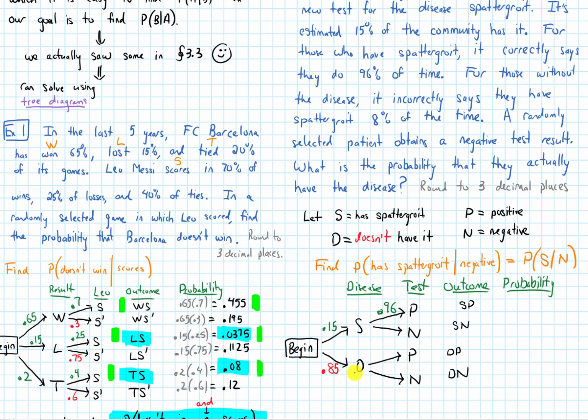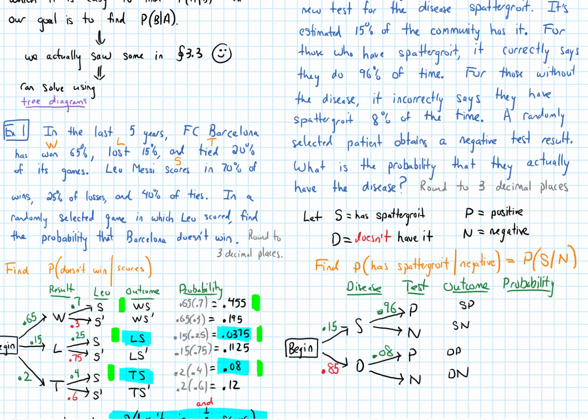And then in the next sentence, it says, for those without the disease, which means starting from the branch at D, it incorrectly says that they have spattergroit 8% of the time. So again, it's talking about a positive test result. A positive test result is when the test says you have the disease. And the percentage is 8%. So as a decimal, that is 0.08.